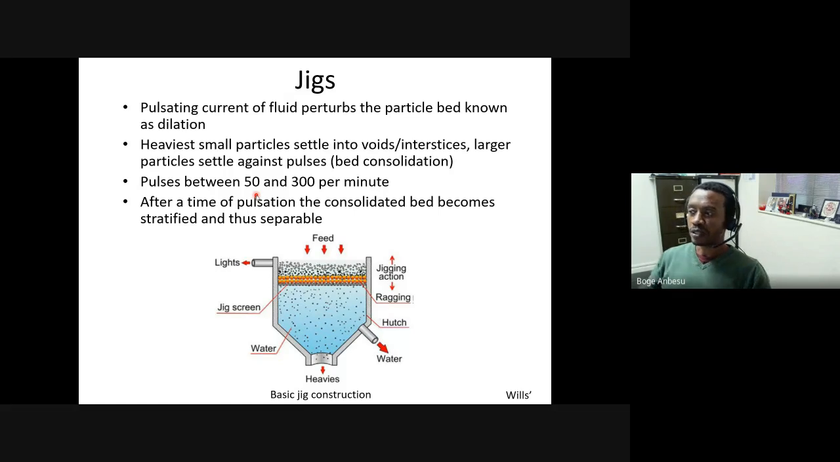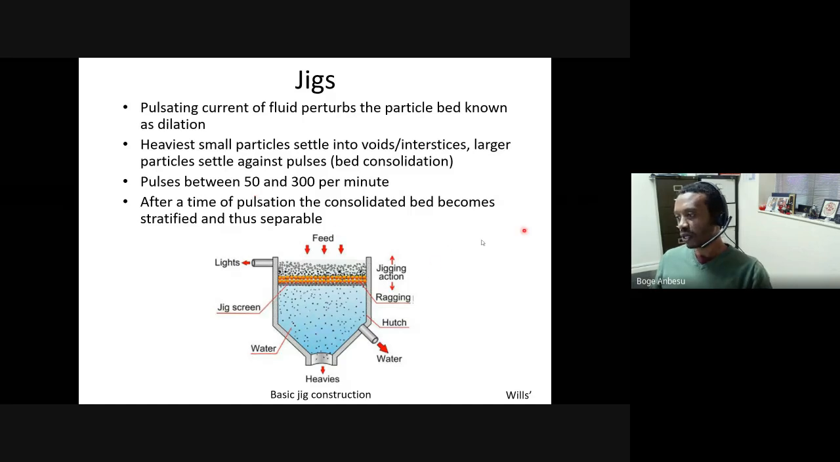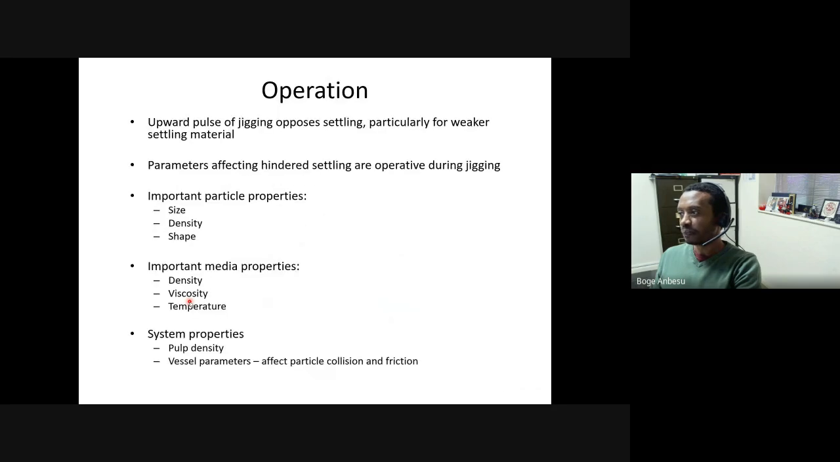And obviously once you apply a pulsation motion and consolidate the bed, then you lift it up again, the stratification is disturbed, and particles then will start to fall down. Again, according to the density or specific gravity, light particles fall slowly, dense particles fall quickly, and as a result of that, you should be able to bring about separation between the heavies and the lights.